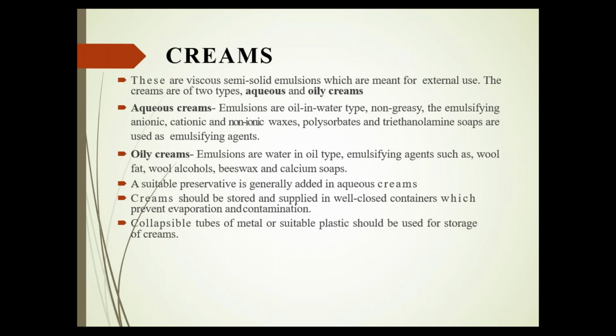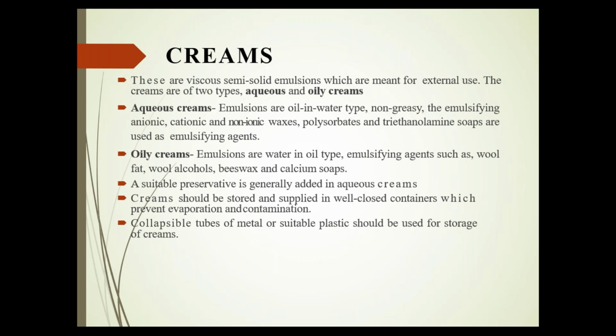Next is creams. These creams are viscous semi-solid preparations which are meant for external use. Under creams we have two types, aqueous creams and oil creams. The aqueous creams are nothing but the emulsions which are oil and water type. They are non-greasy, and emulsifying anionic, cationic and non-ionic waxes or polysorbates and triethanolamine soaps are used as the emulsifying agent. Whereas in oil creams, the emulsions are water and oil type, and the emulsifying agents used here are wool fat, wool alcohol, beeswax, and calcium.